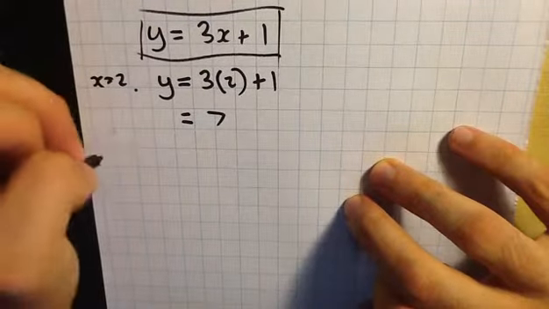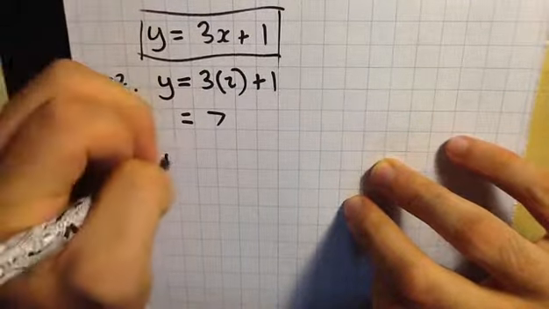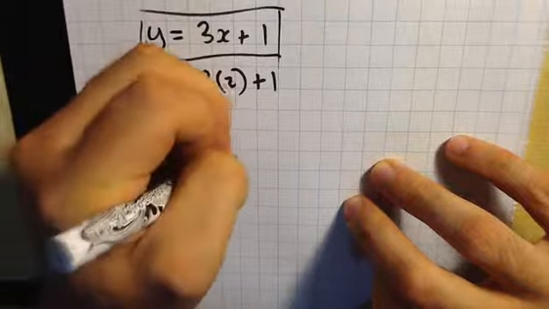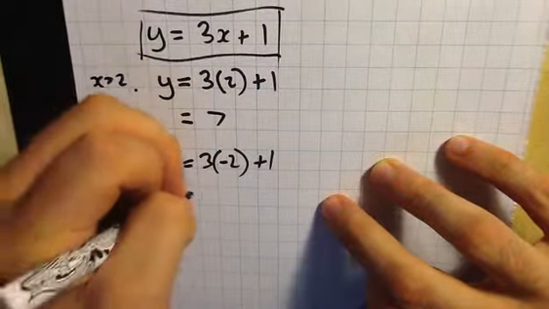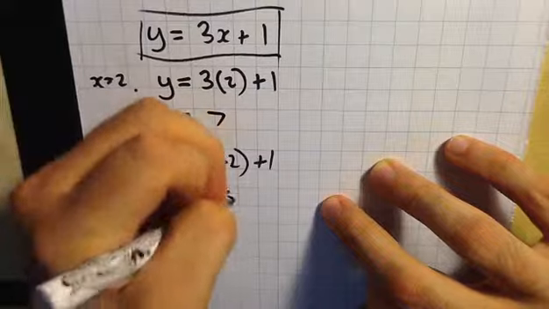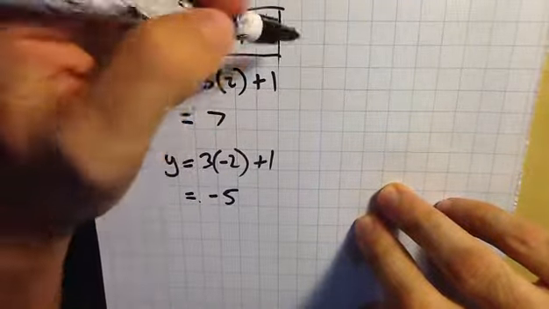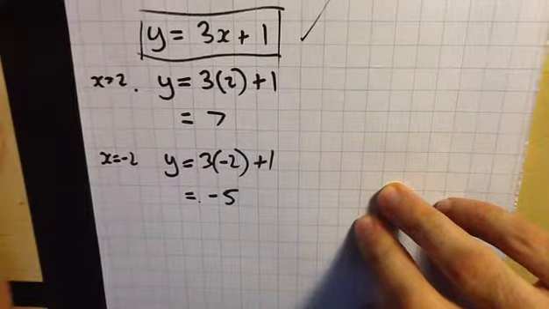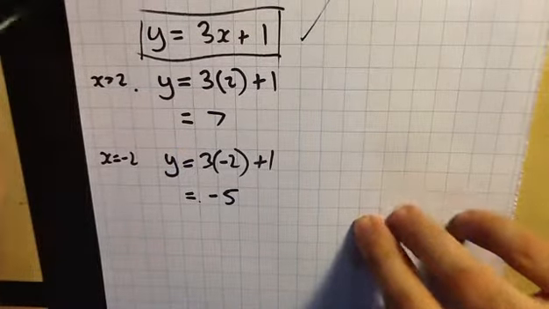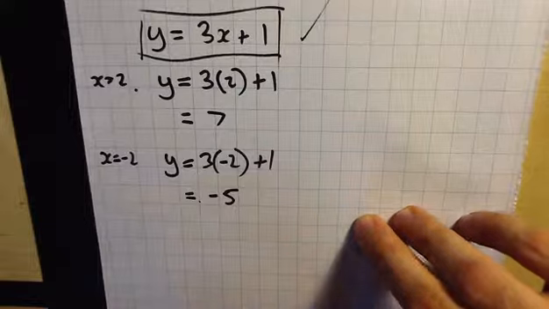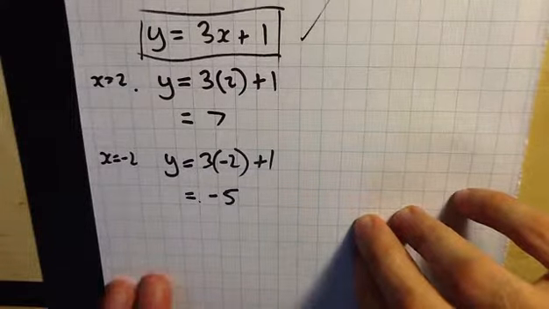I could sub in another value. Let's sub in negative 2 and go, alright, it's y equals 3 times negative 2 plus 1, that is negative 6 plus 1, so it gives me an answer of negative 5. Again, it's one answer for y, so therefore this equation represents a function. Now you may think you're always going to get one answer for y. Well, that's not necessarily true.